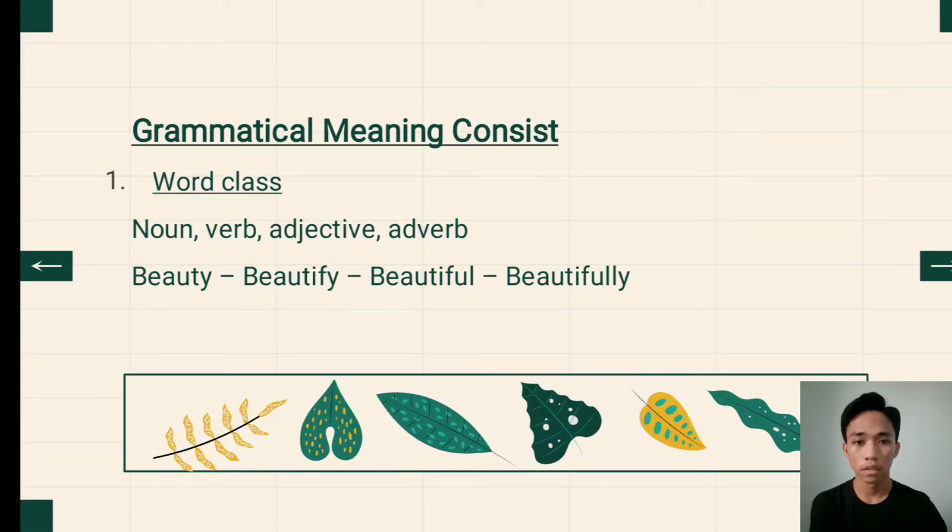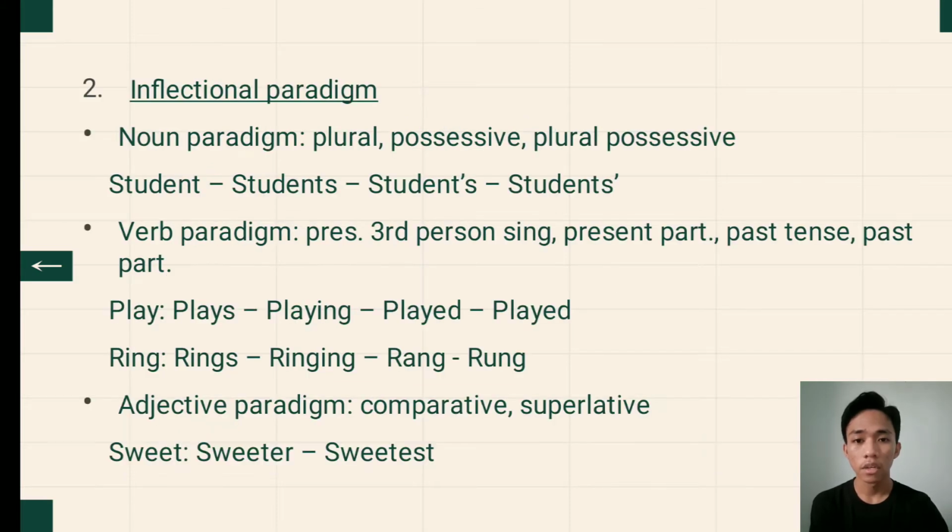Grammatical meaning consists of 1. Word class. Word class includes noun, verb, adjective, and adverb. For example, beauty, beautify, beautiful, and beautifully. And second is inflectional paradigm.